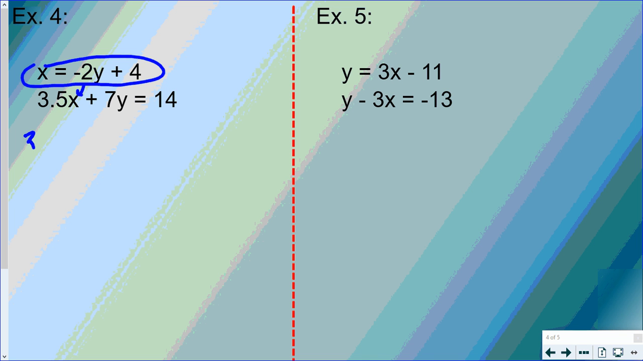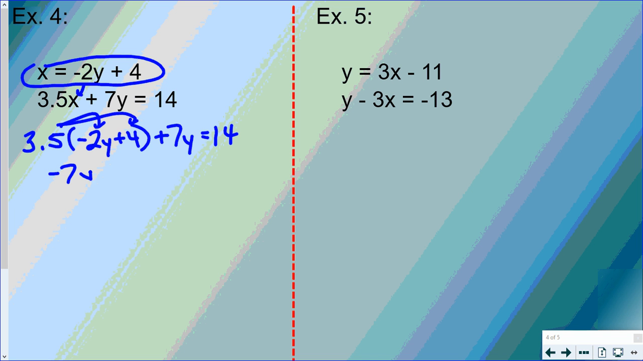And so I get 3.5 times (-2y plus 4) plus 7y equals 14. I was just replacing x with that. Distribute, that gives me negative 7y plus 14 plus 7y equals 14. Combine like terms: negative 7y plus 7y cancel each other out, so that's 0. And I end up with 14 equals 14.